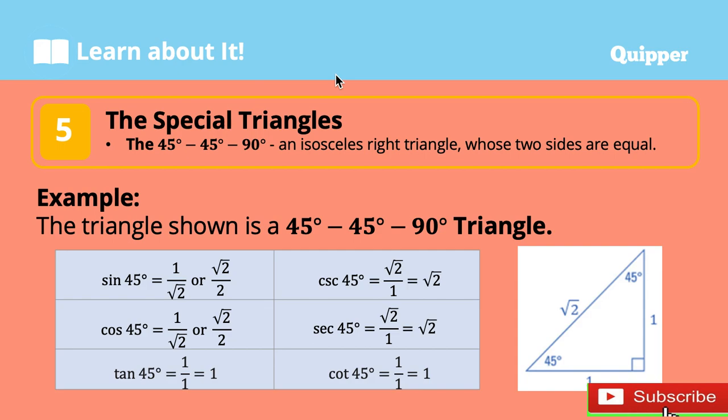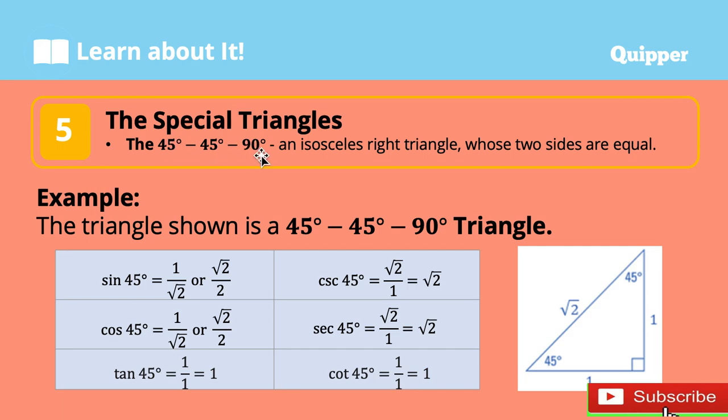Now we have the special triangles. The 45-45-90 degrees triangle is an isosceles right triangle whose two sides are equal. The two sides are equal because this special triangle comes from a square that is divided by its diagonal, and it forms two equal triangles. And now we have 45, 45, 90 degrees.